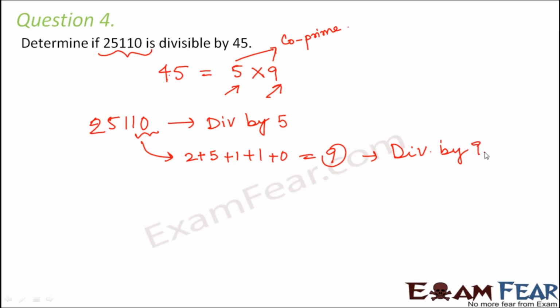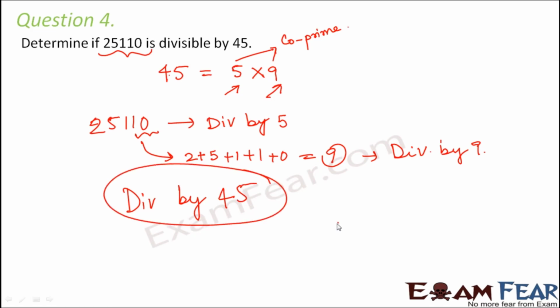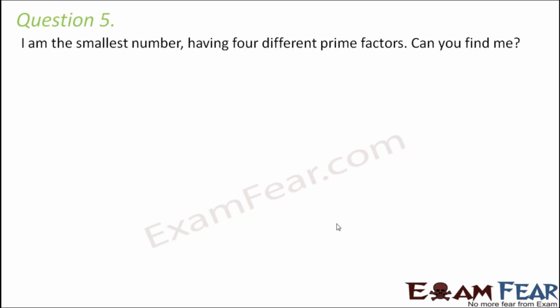Now, since this number 25,110 is divisible by both 5 and 9 such that 5 and 9 are coprime numbers, therefore this number will also be divisible by the product of 5 and 9, which is 45. So making use of the additional divisibility rule, we could determine if this number is divisible by 45 or not. We did not do the actual division to find out if it is divisible by 45.